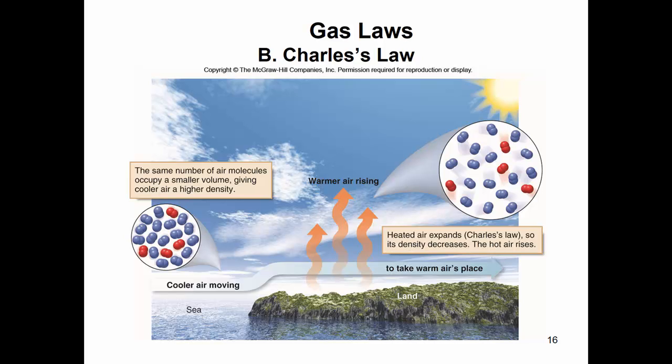As for cooler air, if you cool a gas, then the volume is going to decrease. So if you have a smaller volume, then you're going to have more molecules, and here they're air molecules, closer together. And so you have a higher density of air molecules. And this is why the cooler air is moving over the sea, and why the warm air rises is because of Charles's Law.